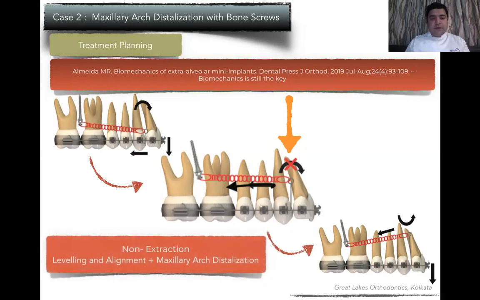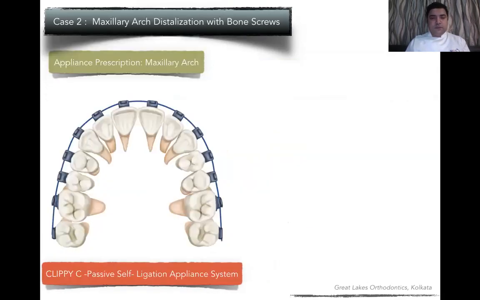Now, this is a case of non-extraction. Therefore, we feel that this case is non-extraction. We want leveling and alignment of the upper arch and the lower arch, and we want maxillary arch distalization. So that's our treatment plan for this case. We can do a bit of proximal stripping in the lower arch if we feel that the lower incisors are flaring too much.